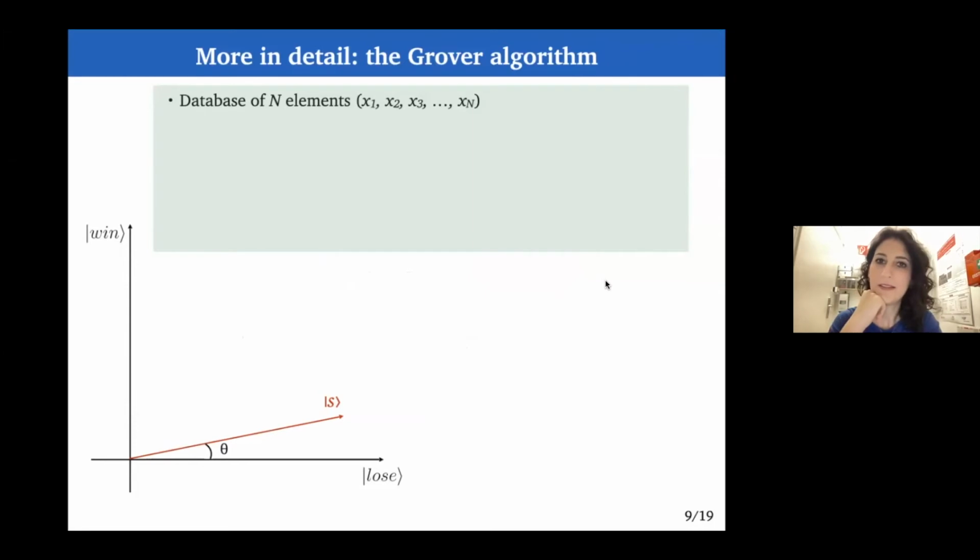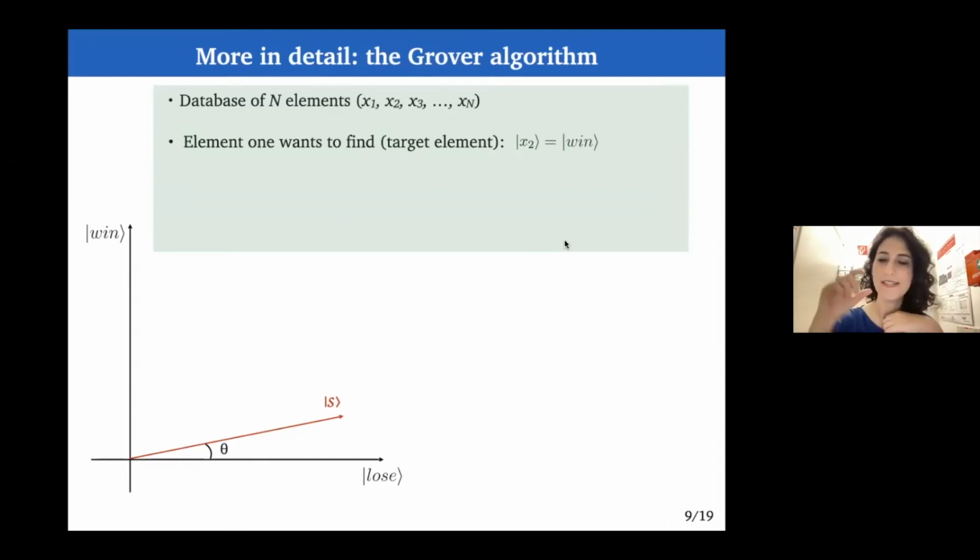All right, so let's see in more detail the Grover algorithm. How does it work? Let's suppose that you have a set of n elements, x1, x2, up to xn. Let's assume that you want to find your target element, which is, for example, the element x2 in this set. This element you identify with the win state. What you should do, which is necessary for the Grover search to be applicable, is to create a quantum superposition of all the elements that you have. This is the initial state where you start from.